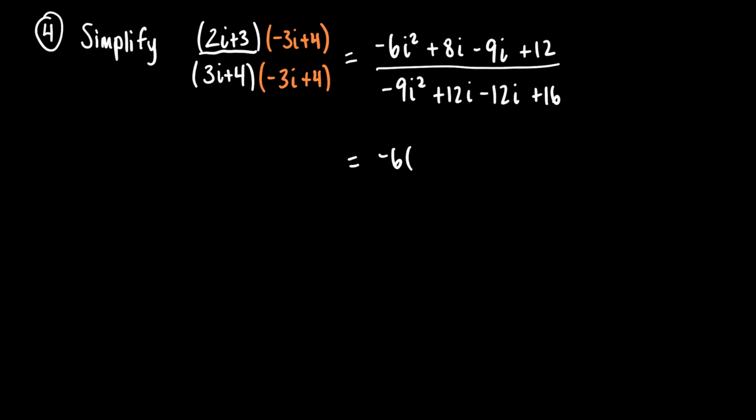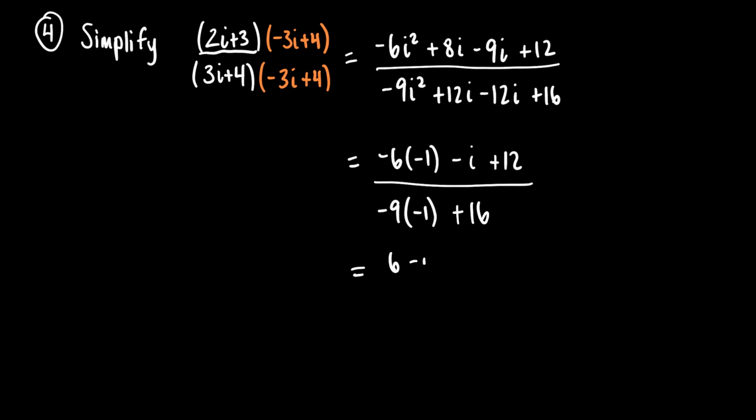All right, negative 6 times i squared, which is negative 1. If we have 8i minus 9i, that's really minus 1i. I'm just going to put minus i, and then plus 12. And then this will be negative 9 times i squared, which is negative 1. The plus 12i and the minus 12i cancel each other, and we're just left with plus 16. So we're just simplifying at this point. So we got 6 minus i plus 12 over 9 plus 16.